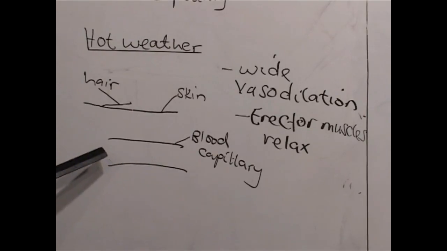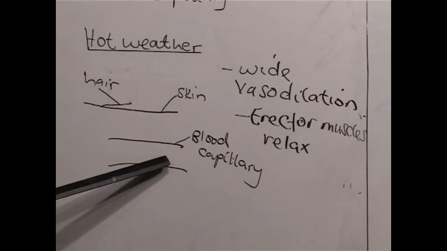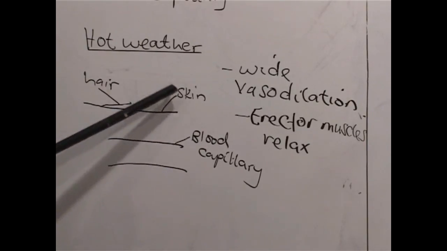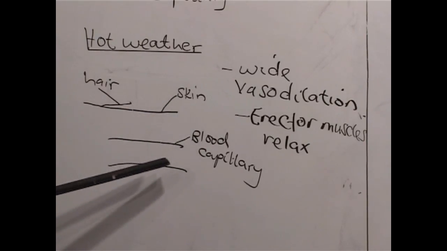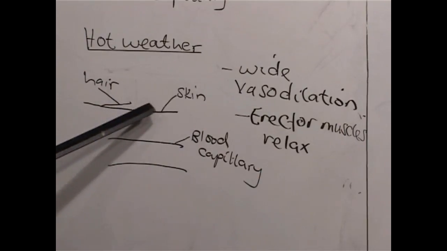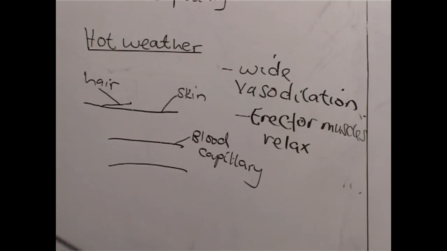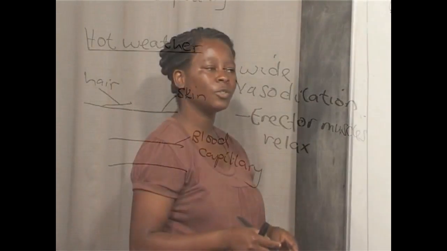So you find that there is vasodilation taking place, more blood flowing through the capillaries so that heat can be lost through the skin. When it is lost through the skin, there is no barrier here to prevent that. So more heat will be lost from your body. In this way, the body temperature, instead of rising abnormally, will be reduced, then it will be maintained at 37 degrees Celsius.